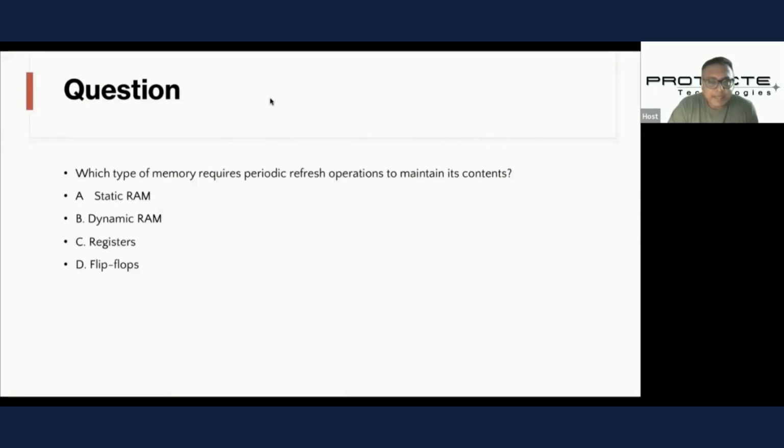CISSP is an English exam. I can tell you that. It's got this information, all is fine, good for learning, but it's an English exam. So, if you need a refresh, that means it's dynamic in nature. Static RAM, the data is static. You do not need a refresh.